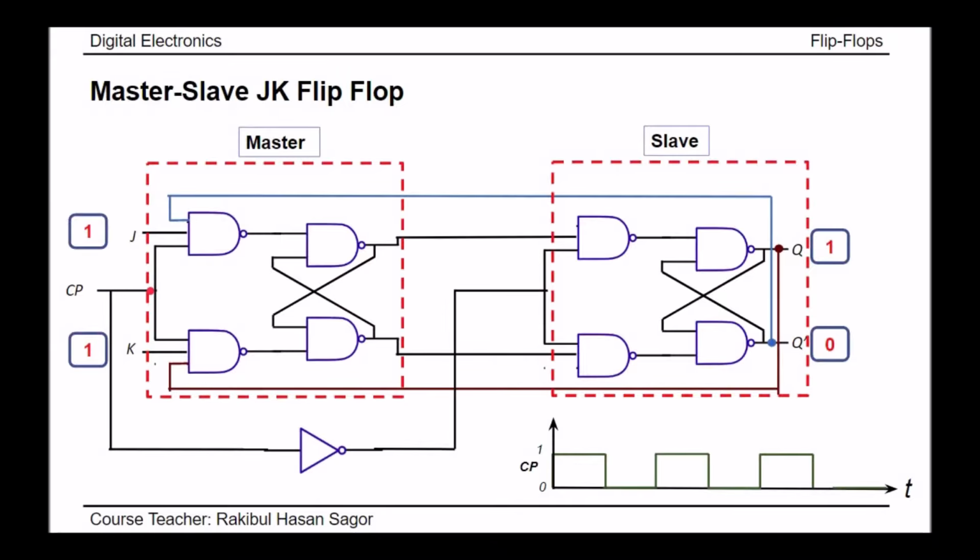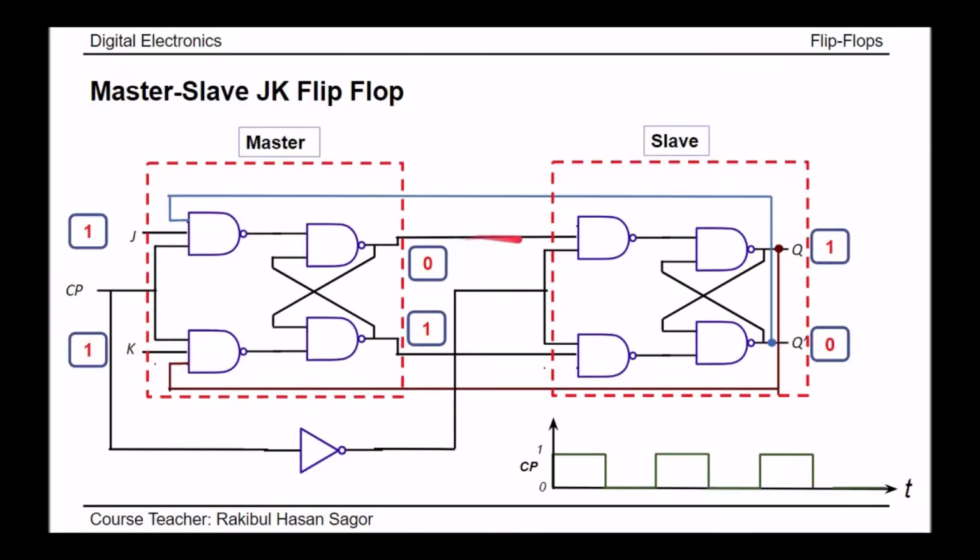What will happen when clock pulse is equal to 1? This master flip-flop is activated. So in this master flip-flop, when we have J equal to 1 and K equal to 1, the output of this master flip-flop will be the toggled of the previous value. What is my previous value? Q equal to 1 and Q prime equal to 0. They are coming as feedback to this J side and K side. So when we have J equal to 1 and K equal to 1, at the output side of the master flip-flop we will get 0 and 1, the toggled output of this previous value.